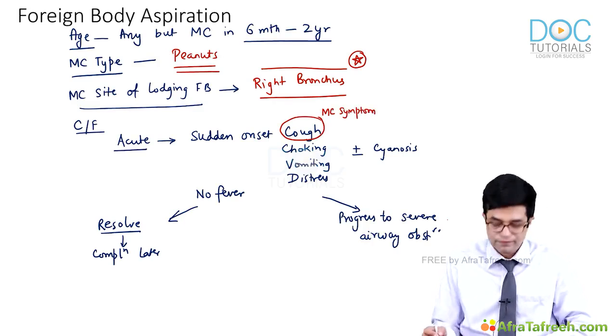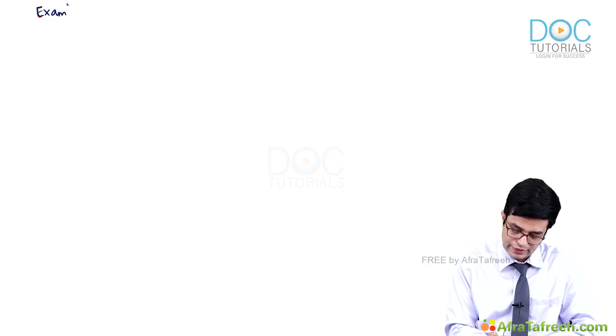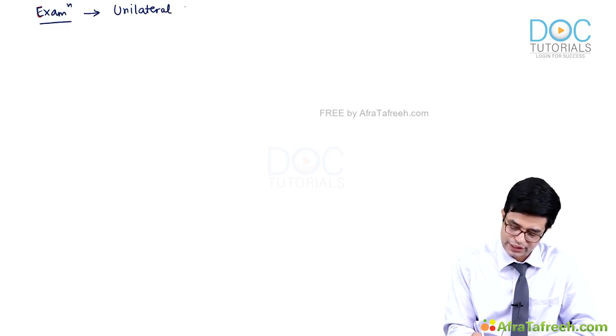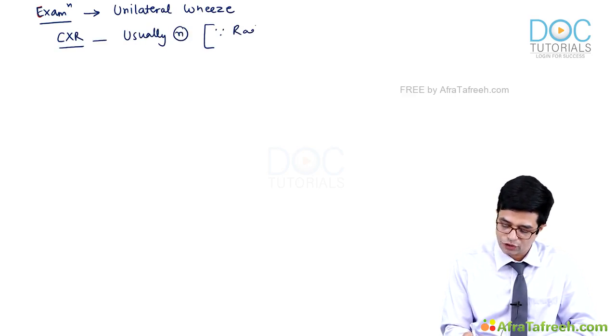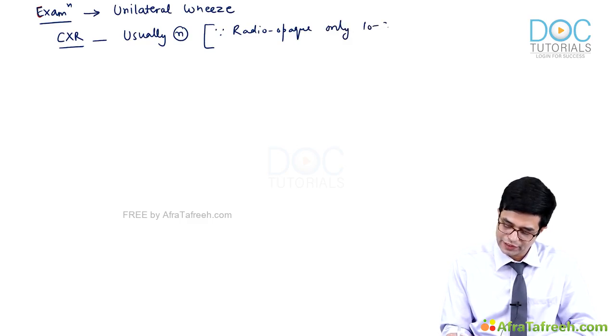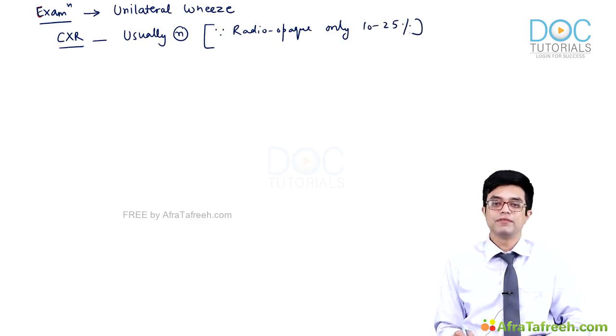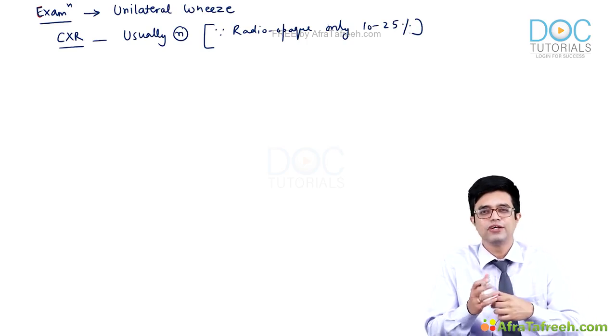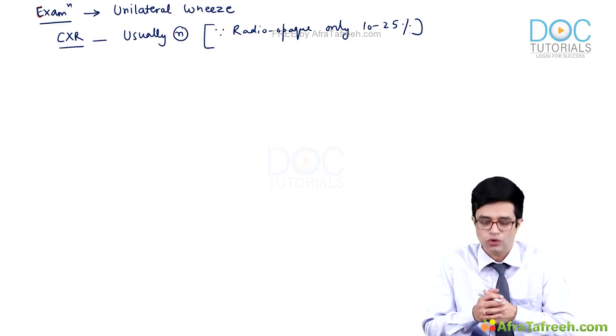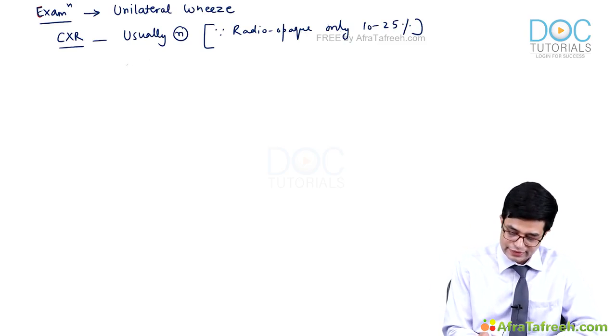When you do examination, you find that there is unilateral wheeze. On one side of the chest, you will find a wheezing sound to be present. When you perform a chest X-ray, it is usually normal because a radio-opaque foreign body is seen in only 10 to 25% cases according to Nelson. So most of them will not show the foreign body on chest X-ray. You will not be able to identify it unless it is a radio-opaque object like a metallic thing or a small coin.